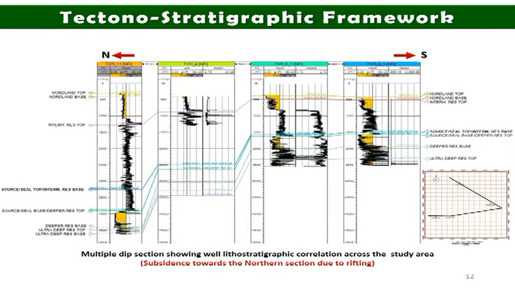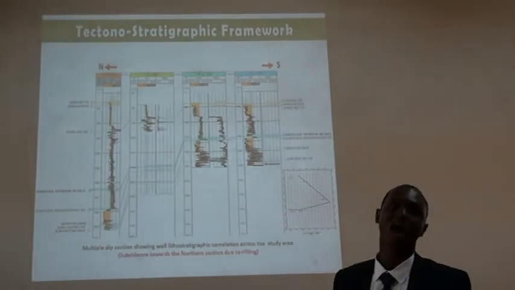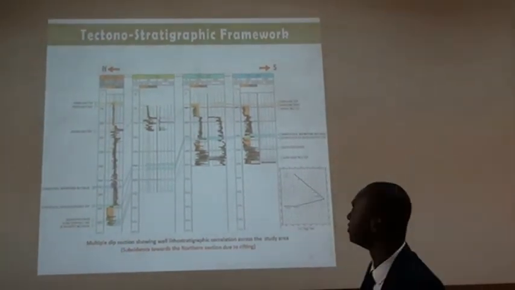In slide 12, we have a multiple deep section showing well stratigraphic correlation across the study area. Now, you can see subsidence occurring at the northern part, which would probably be due to the rifting between the Baltican and the Laurentian plate.